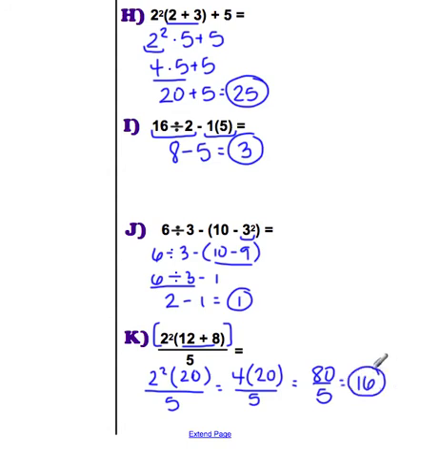Now, a couple of you might have been wondering, could I have taken this 20 and divided by 5 first to get 4? Yes, you could have. That is the beauty of when you have all multiplication and division in a group.